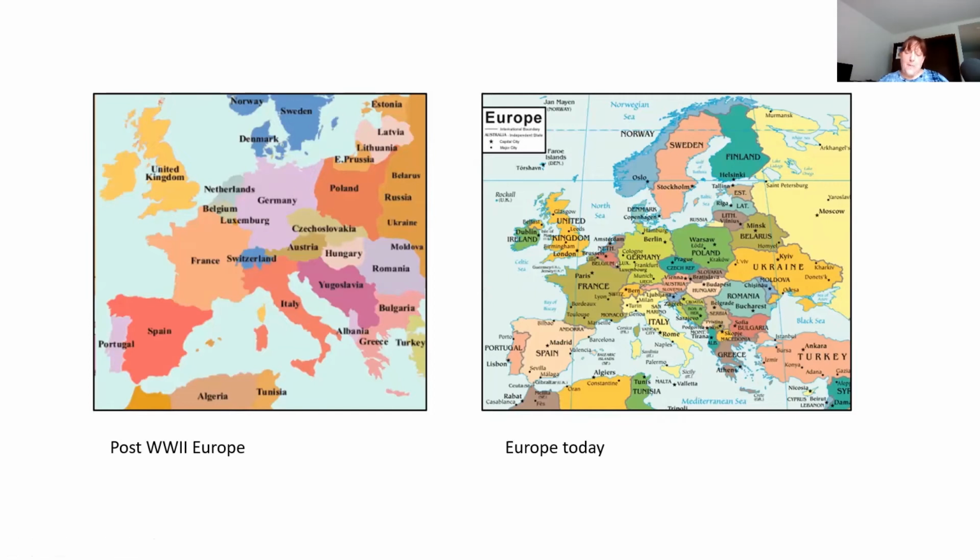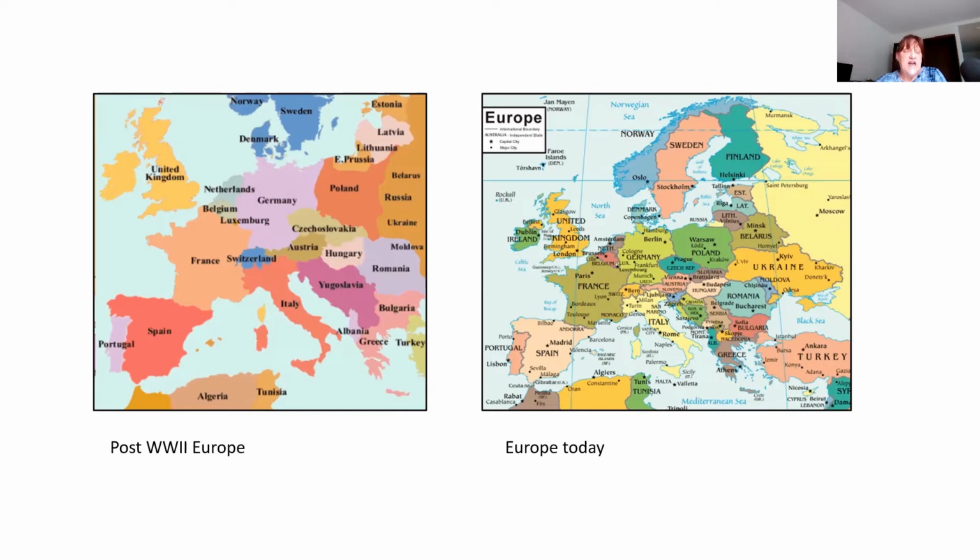Now, let's look at post-World War II countries. So on the left is what the countries were after World War II. You can see Germany is really big. You can see Czechoslovakia is big. Yugoslavia is big.